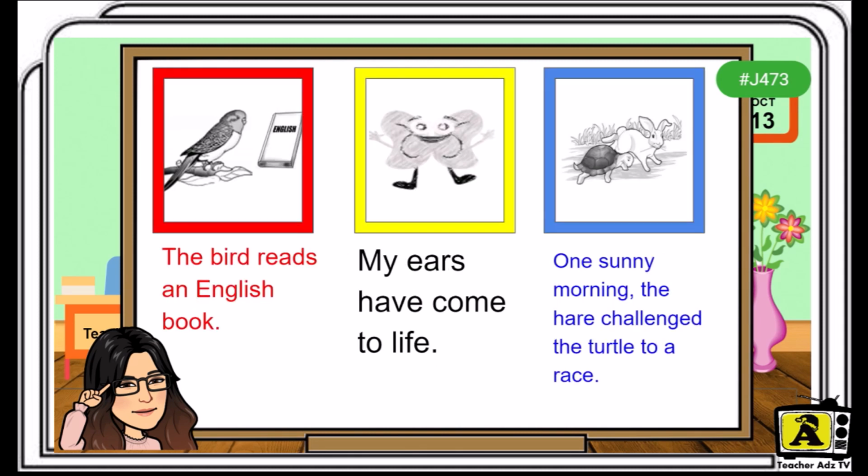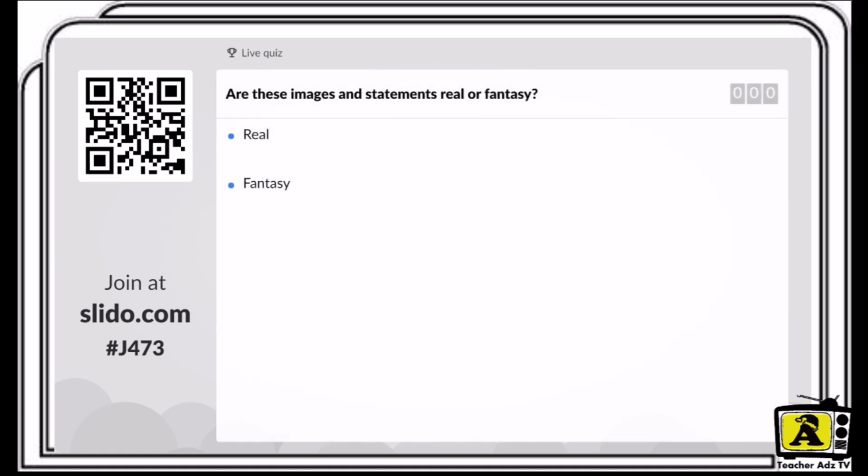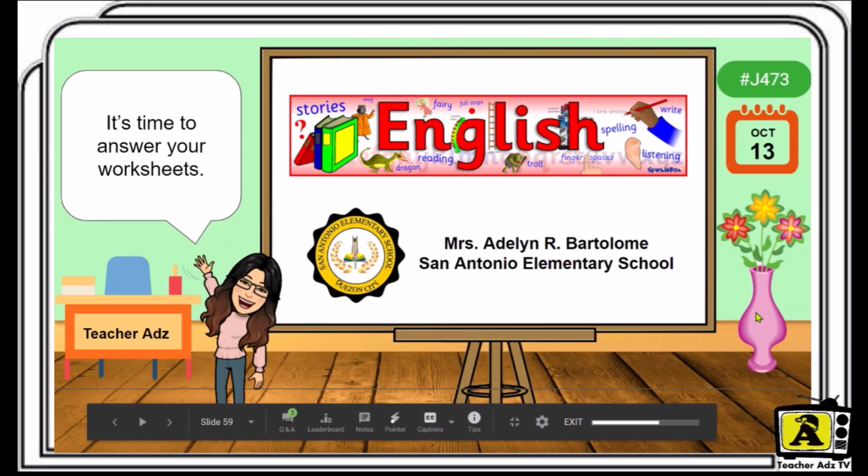Next, look at this set of images and statements. The first one, the red one, the bird reads an English book. Next, my ears have come to life. Next, one sunny morning, the hare challenged the turtle to a race. Look at these sentences and images. Are they real or fantasy? The correct answer is fantasy. Now it's time to answer your worksheets.